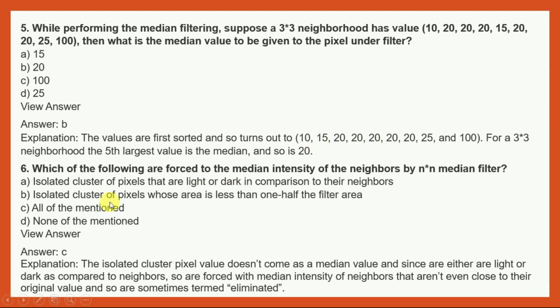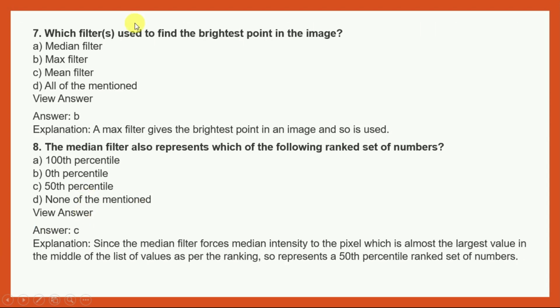So in next question, which of the following are forced to the median intensity of the neighborhood in n by n median filter? So answer is option C, that is all of the mentioned. Which filter is used to find the brightest point? Answer is option B, that is max filter. The median filter also represents which of the following rank set of numbers? So answer is option C, that is 50%.